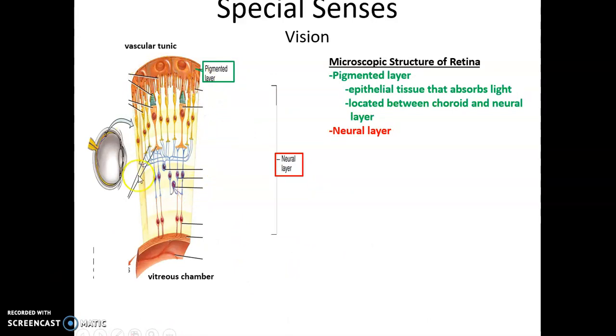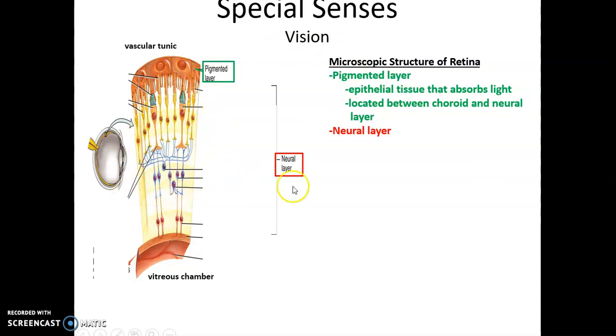So again, the pigment layer is made up of epithelial cells, and the epithelial tissue is dark in color and absorbs excess light, so that light does not bounce off of the retina back into the eyeball. And it is located between the choroid and the neural layer.